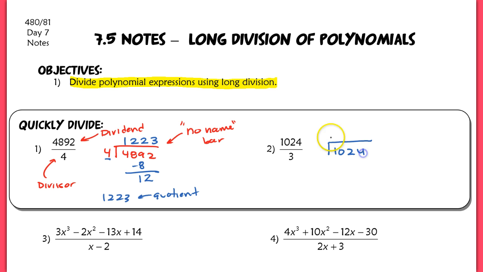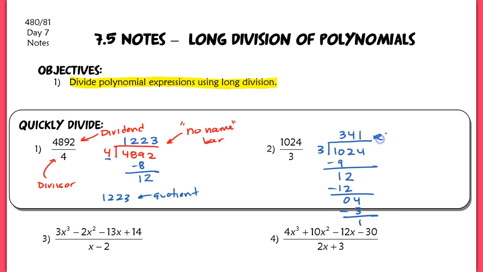Now in number 2, I wanted to show you an example where you end up with a remainder. So if we divide 1,024 by 3, first of all, 3 doesn't fit inside of 1, so I need to look at 10. So 3 fits inside of 10 3 times, and I'll place a 9 underneath because 3 times 3 is 9. Then I subtract 10 minus 9 gives me 1. Since 3 doesn't fit inside of 1, I need to carry down that 2. So now 3 fits inside of 12 4 times. 3 times 4 is 12. If I subtract here, I get 0, so I'll bring down that 4.